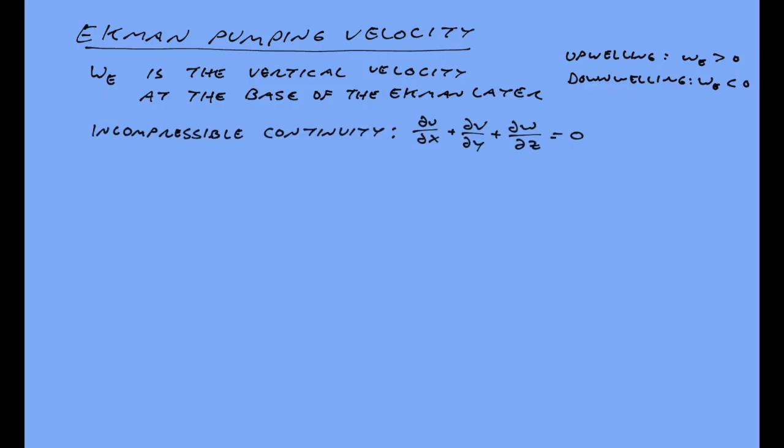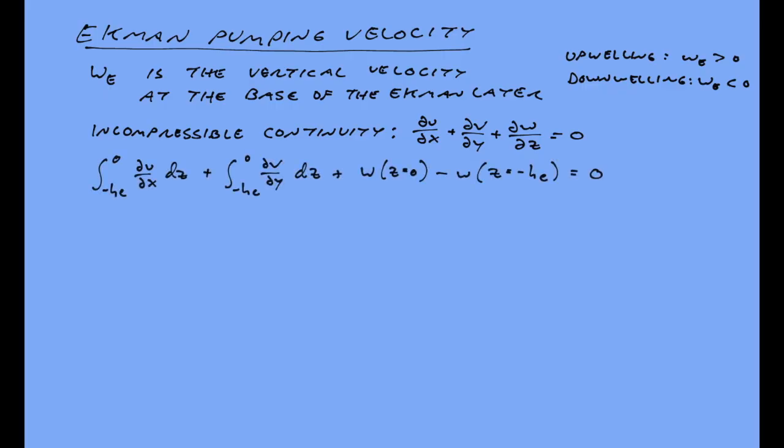Our first step in quantifying the Ekman pumping velocity is looking at the incompressible continuity equation, du/dx plus dv/dy plus dw/dz equals 0. And we're going to integrate this vertically. For this vertical integral, we're going from z equals negative h_E, the base of the Ekman layer, up to z equals 0 at the surface.